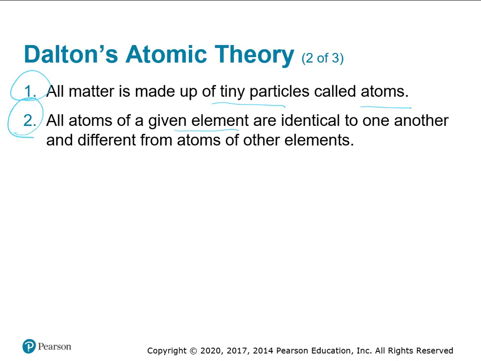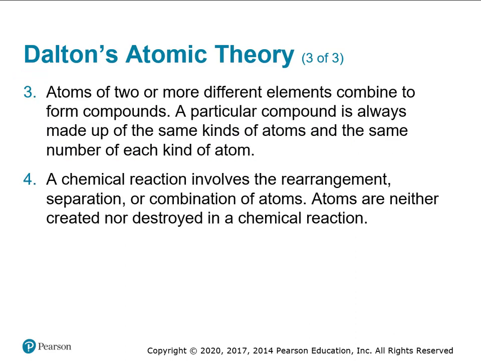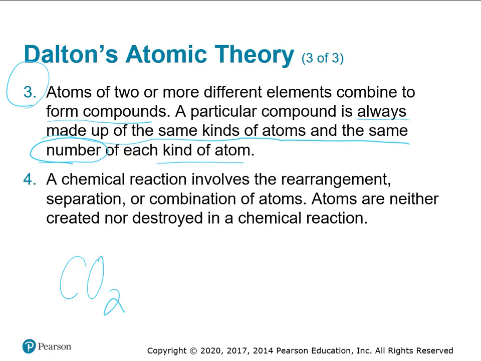All atoms of a given element are identical to one another and different from atoms of other elements. He also said that atoms of two or more different elements combine to form compounds. A particular compound is always made up of the same kinds of atoms and the same number of each kind of atom. For example, carbon dioxide is always going to have one carbon and two oxygen atoms. Water will always have two hydrogens and one oxygen.